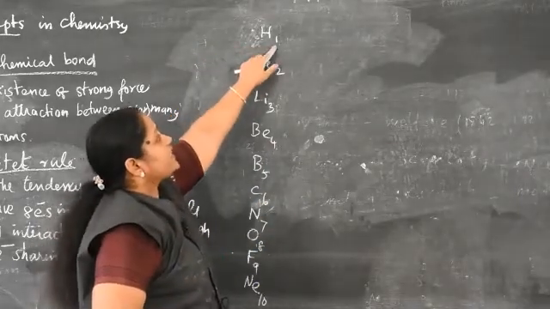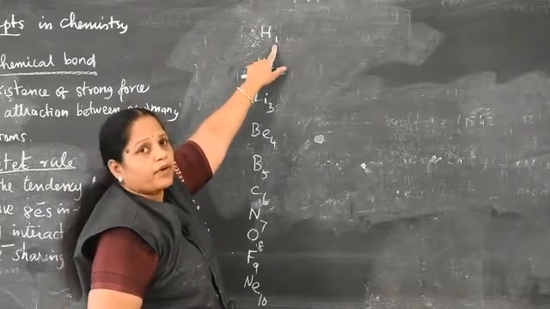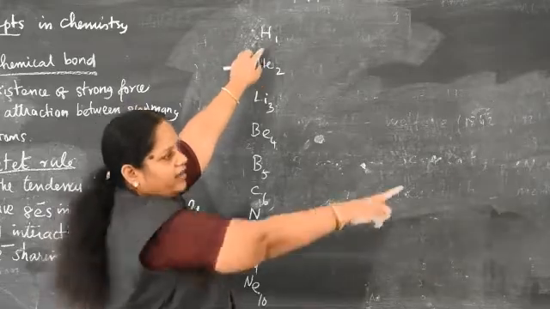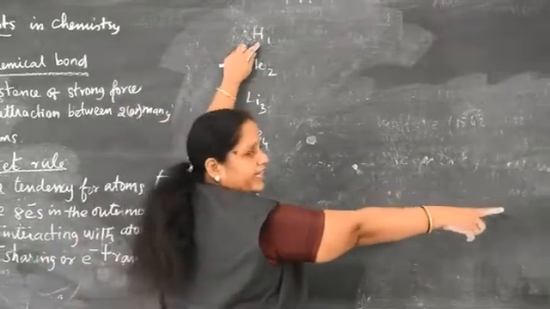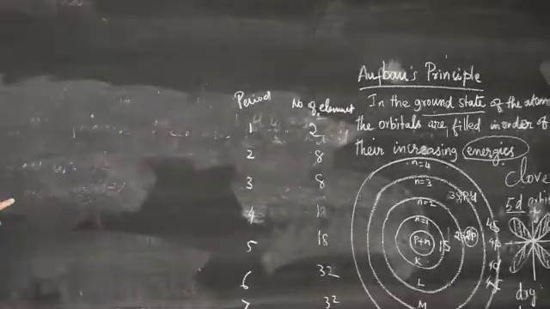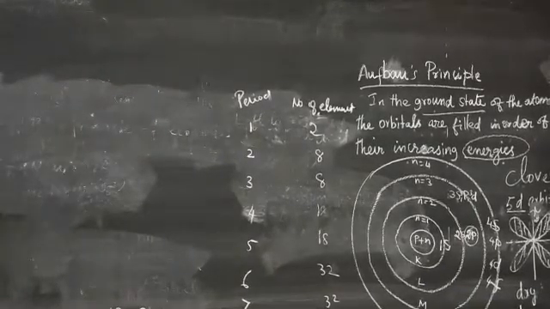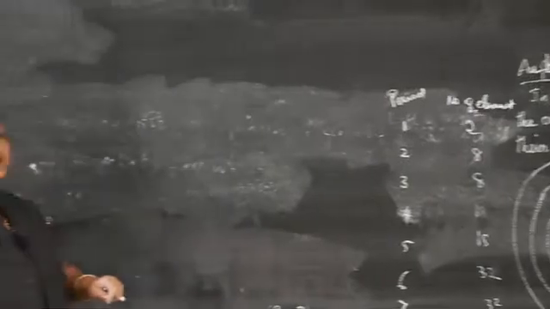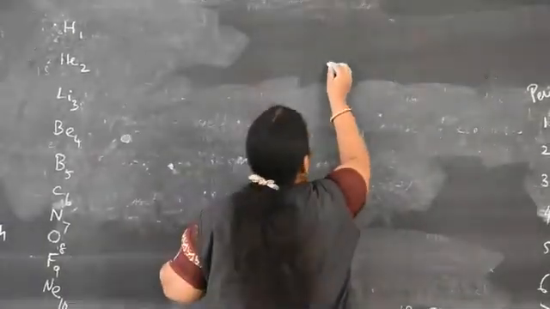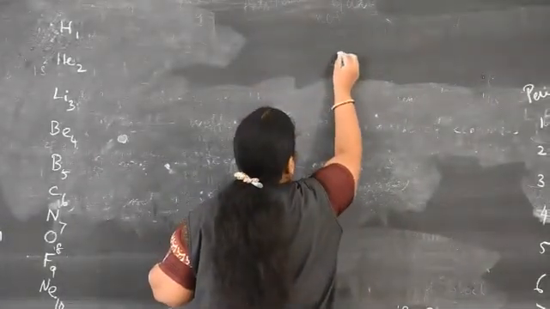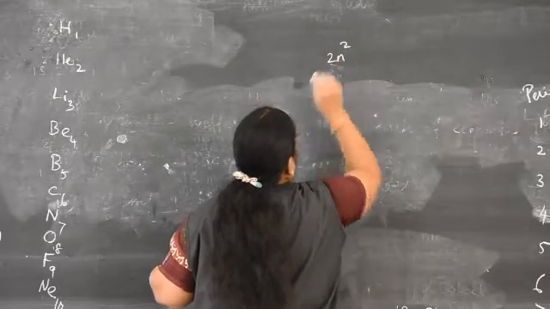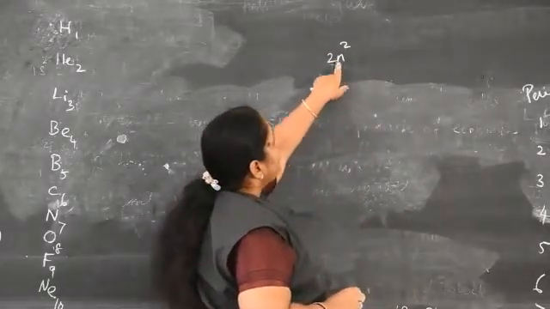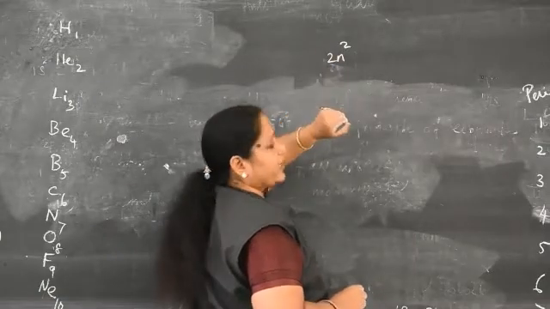So, how many electrons does it have? It is nothing but the atomic number. For hydrogen, what is its first energy level? You refer to the diagram. In the first energy level, how many orbitals are there? 1. So, how will you fill electrons in a given orbital? The formula is 2n square. Filling of electrons in the orbitals follows the rule 2n square.